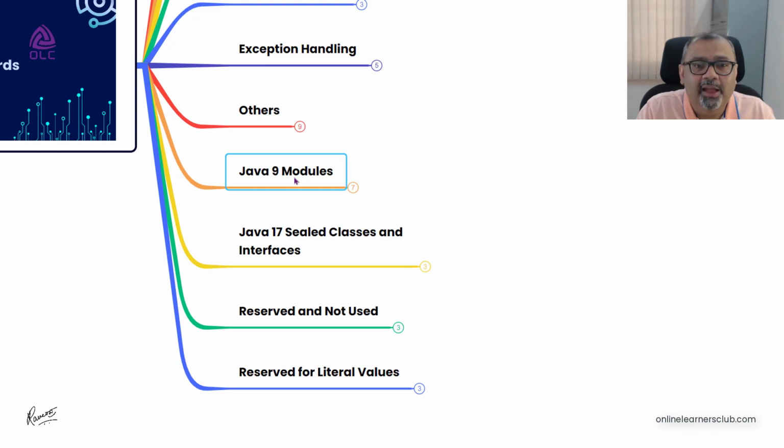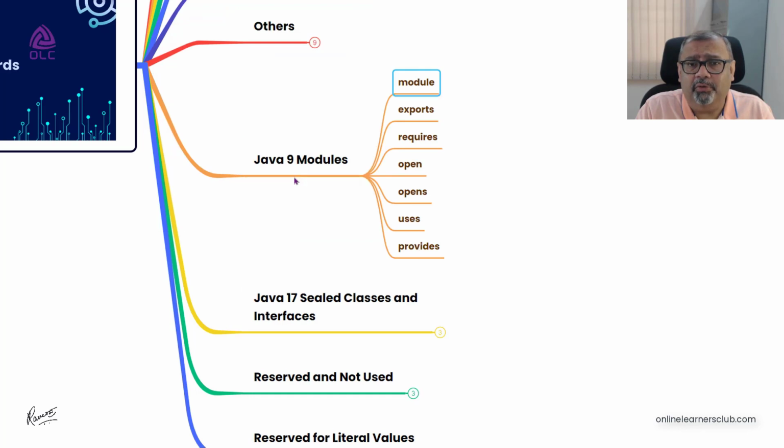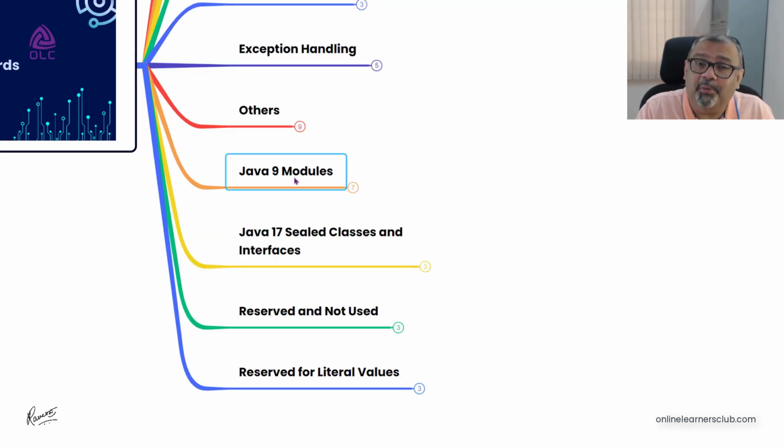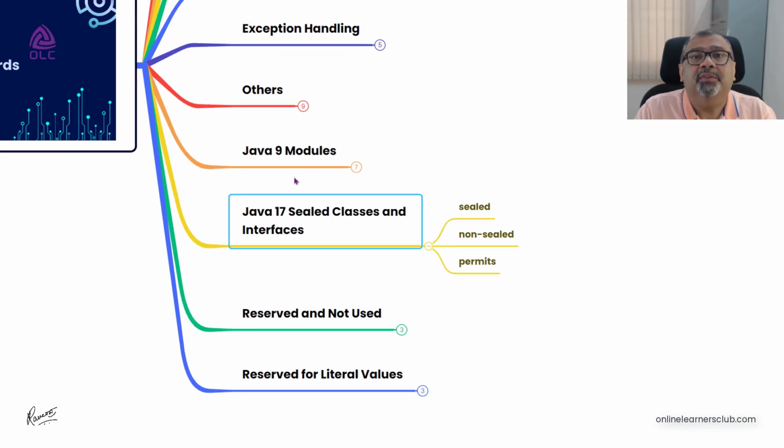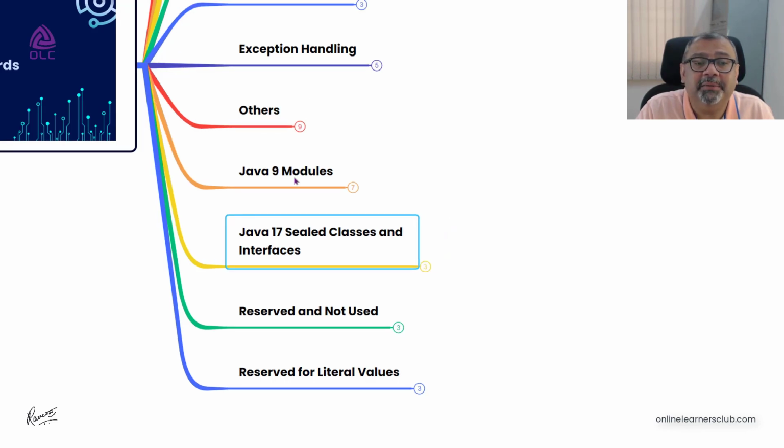There were also certain keywords that were introduced in Java 9. Java 9 introduced a concept called modules. We'll cover modules also; this is a separate chapter. There we have exports, requires, open, opens, uses, provides. These are some of the keywords kept under Java 9 modules. Java 17 also introduced sealed classes and interfaces. As part of that, there are some keywords like sealed, non-sealed, permits, etc., which are used here.